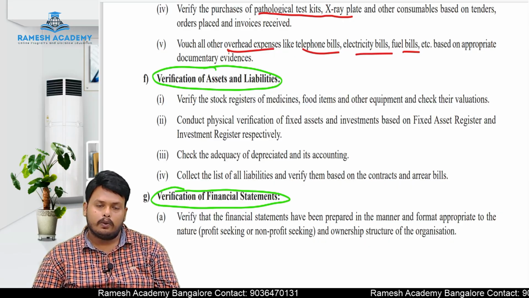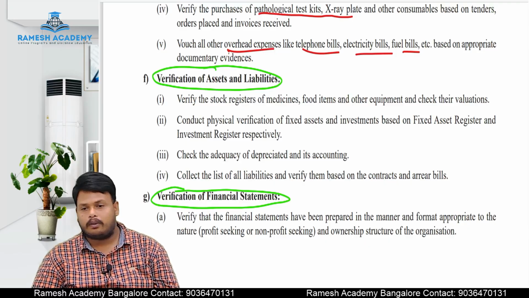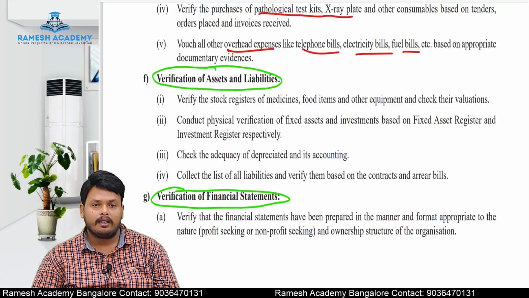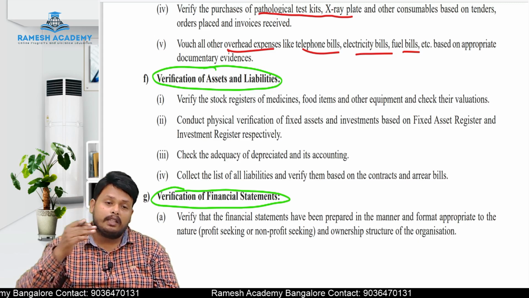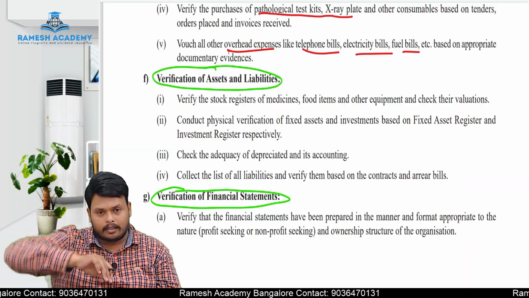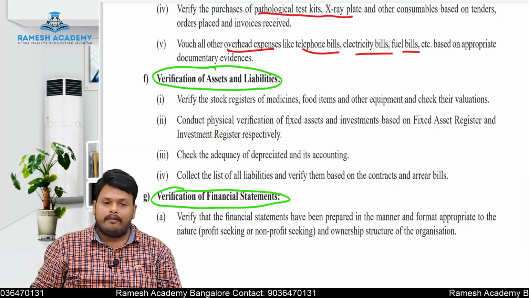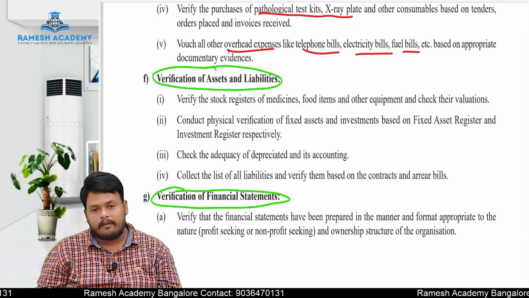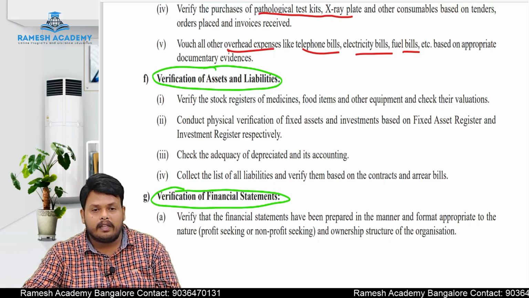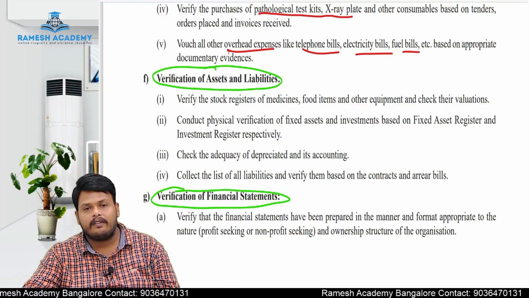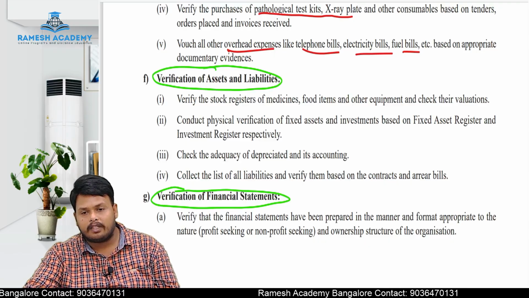One is they will use some fixed assets in the hospital. When the hospital has a surplus amount of funds, they will invest these funds in other areas. Sometimes they will invest in properties where they will receive property rental income. They will invest in shares where they will receive dividend income. They will invest in debentures where they will receive interest income. They will be investing in different areas. In that case, the auditor has to verify with the investment register.